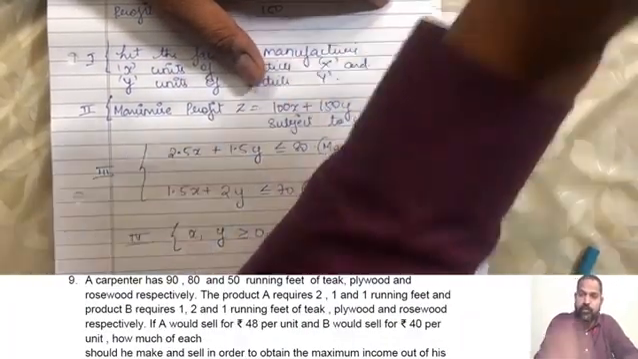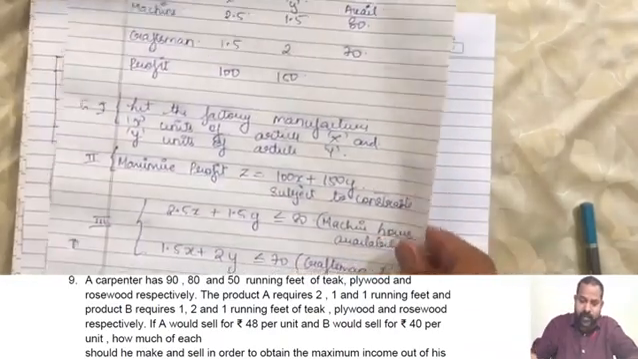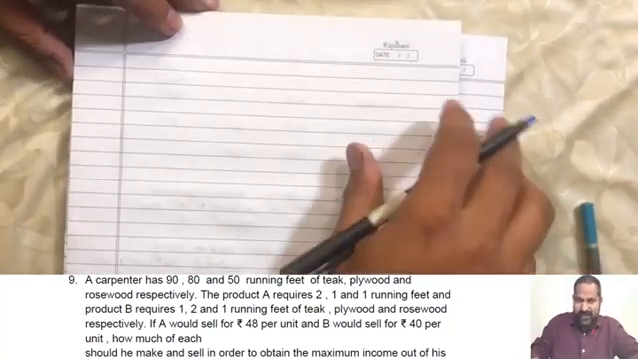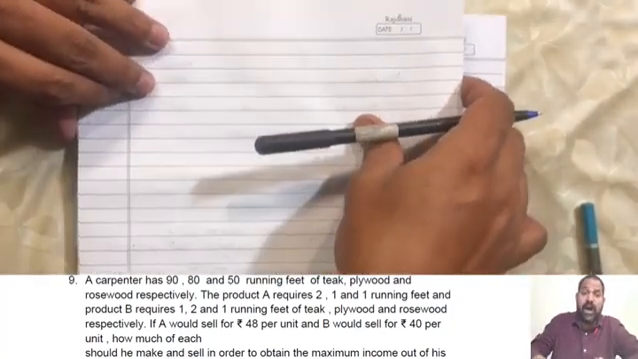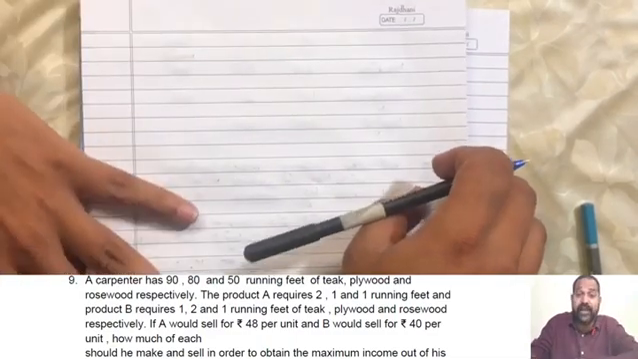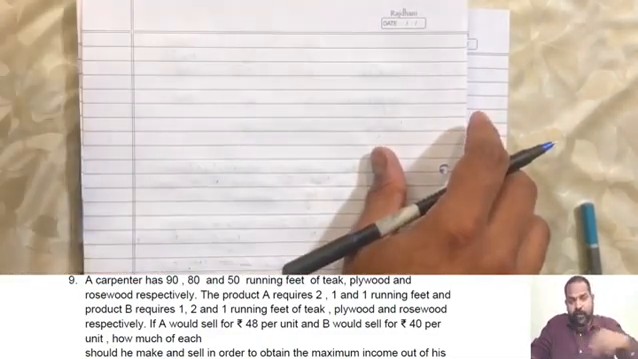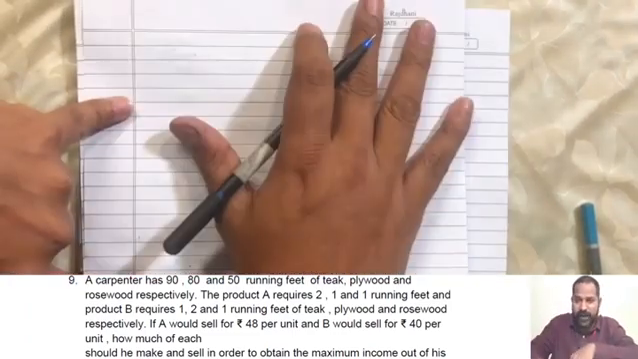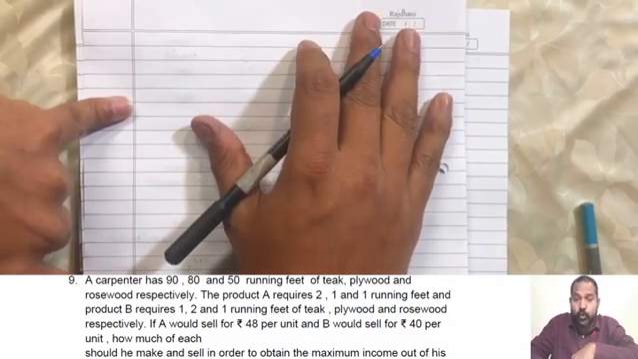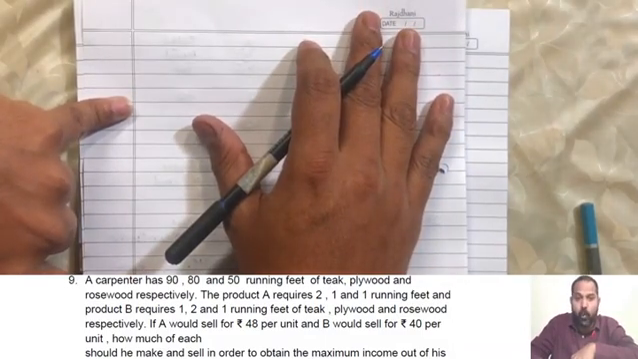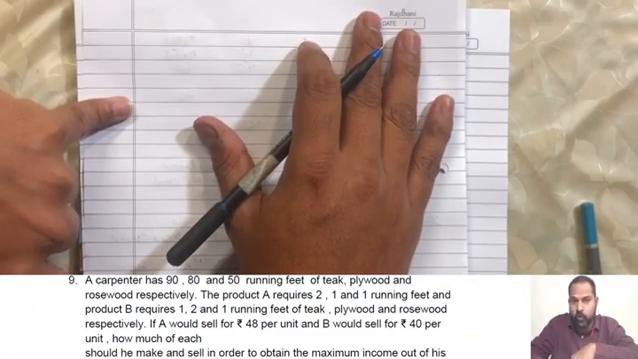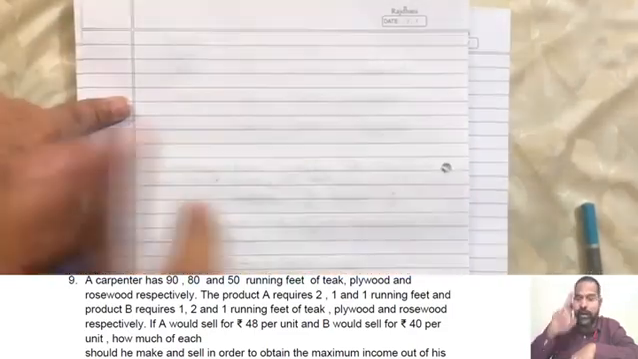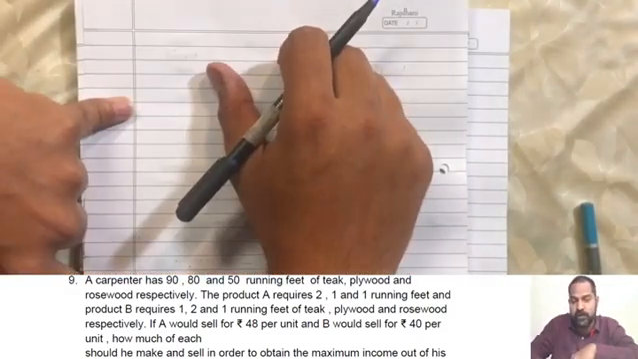Let's check what next question we have to do. The next question that I want to do is question number 9. Again, the same thing. You will read it from start to end. You will find out what all did you read in it, and then start decoding one at a time. A carpenter has 90, 80 and 50 running feet of teak, plywood and rosewood. So they have given you the availability of teak, plywood and rosewood. That is what I read for now. Product A requires 2, 1, 1 and B requires 1, 2, 1 running feet of teak, plywood and rosewood. Okay, so there are 2 products, A and B. One requires teak, rosewood, plywood in a certain quantity. B requires teak, rosewood and plywood in a certain quantity.